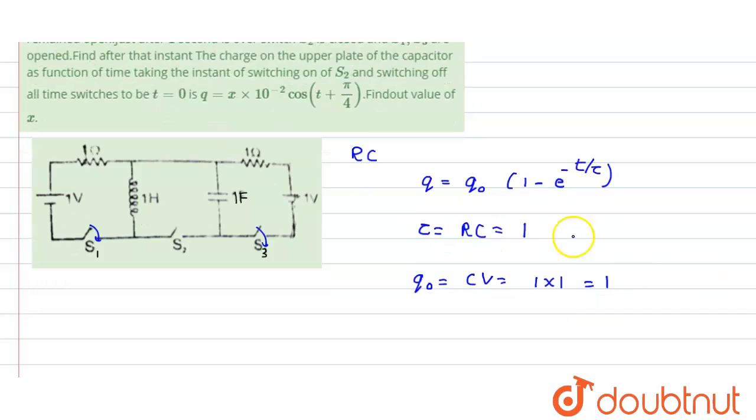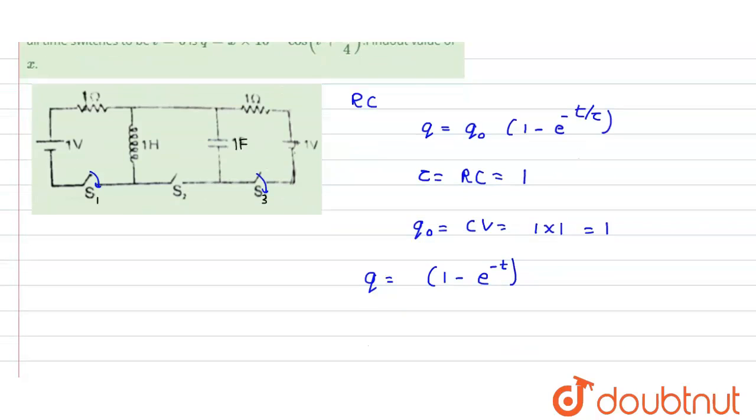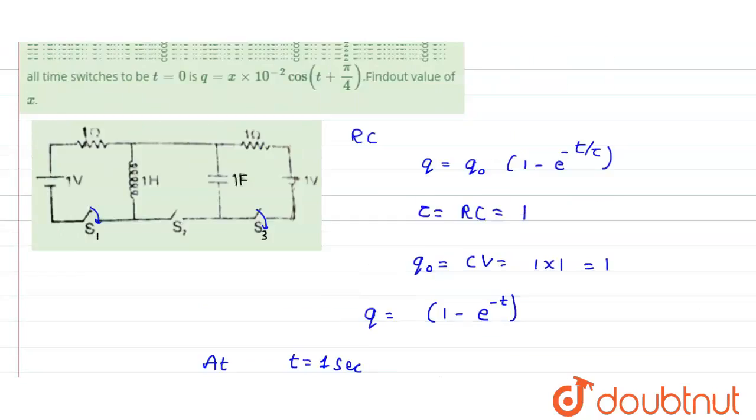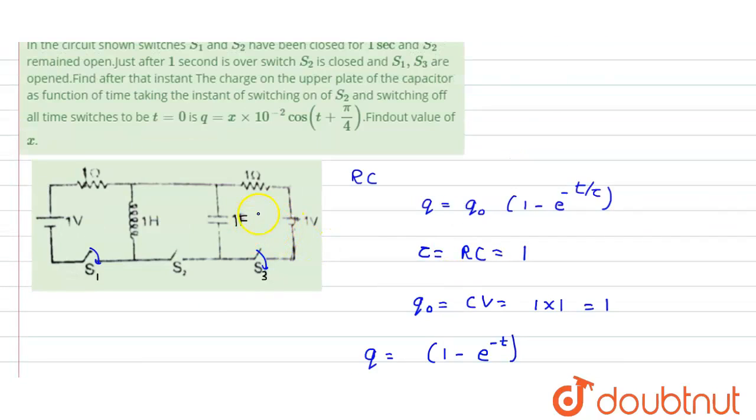So what is the value of Q as a function of time? For the first part, Q equals 1 minus e to the power minus t. Now at t equals 1 second, the value of the charge Q would be equal to 1 minus 1 divided by e. This is the value of the charge for this RC circuit.